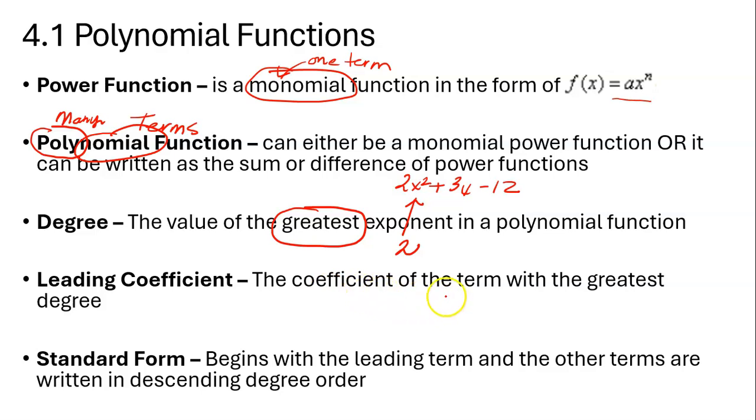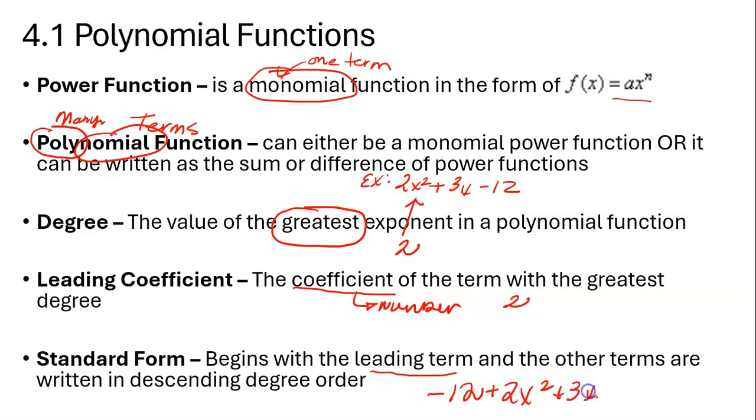The leading coefficient is the coefficient, or the number, in front of the term with the highest degree. So again, in my example, my leading coefficient would be 2 because that's what's in front of x squared. And then lastly, standard form. Standard form begins with the leading term, whatever the largest is, and the other terms are written in descending order. Now, if I wrote negative 12 plus 2x squared plus 3x, this is not standard form.